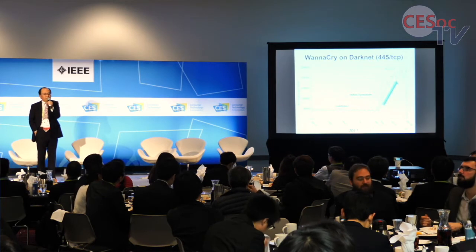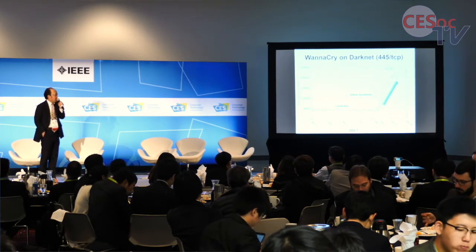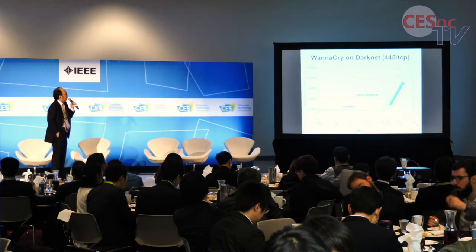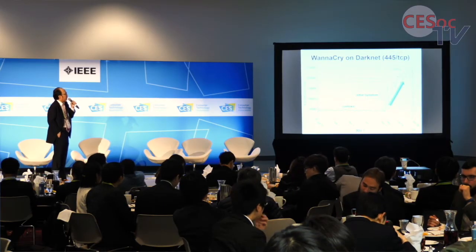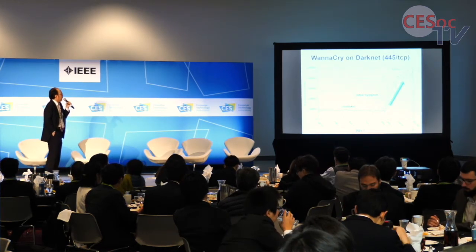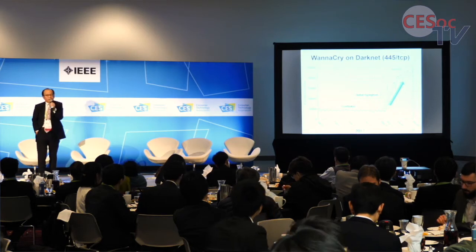It was caused by Conficker. Conficker is a different malware for Windows. But after May 12, the number of port 445 scans is increasing. You can recognize some initial symptoms of WannaCry attacking port 445, and the WannaCry pandemic was May 12, last year, 2017.